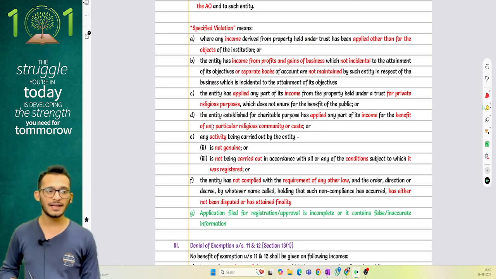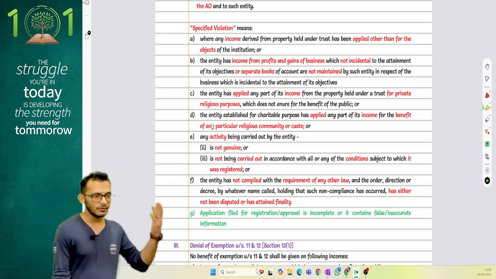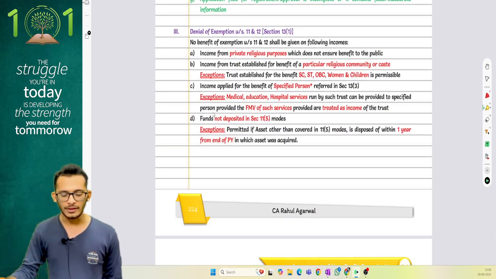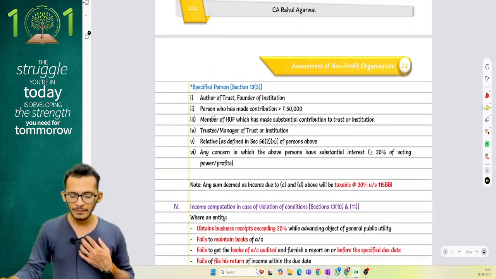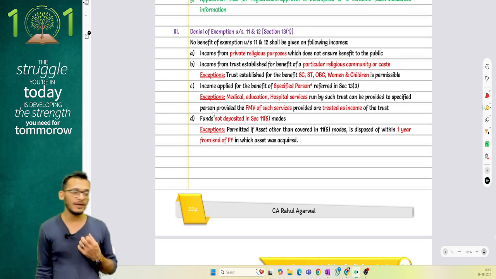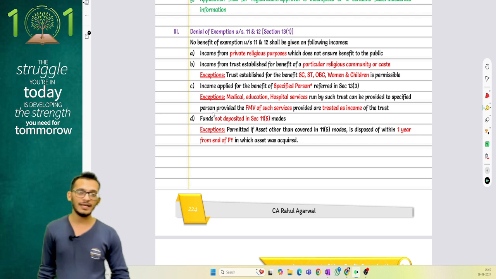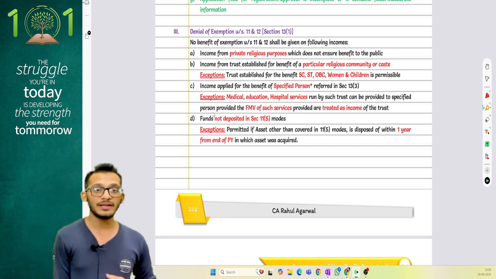Specified violations cases are given to you, not very critical from exam perspective, so feel free to go through it. Then I am coming and saying that, Rahul, there are some other cases also where I will deny your registrations under section 10, 11 and 12. What are the cases? These are defined under section 13.